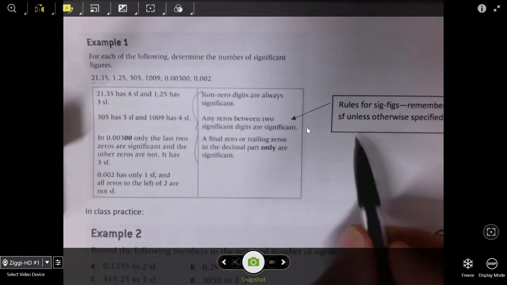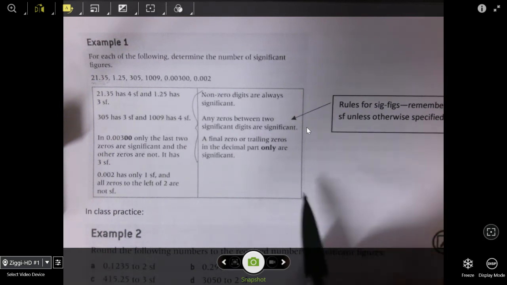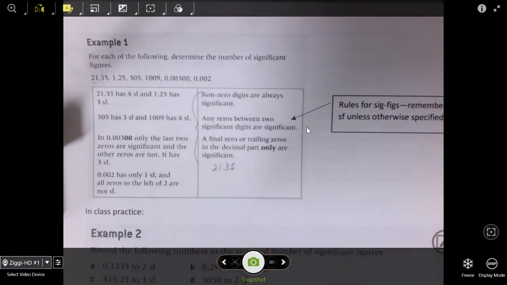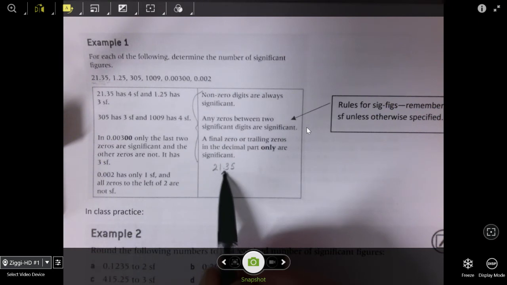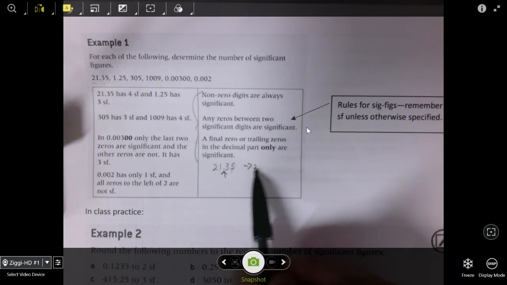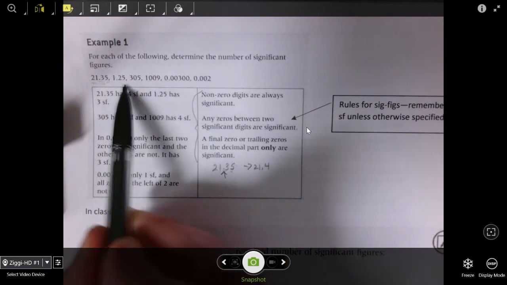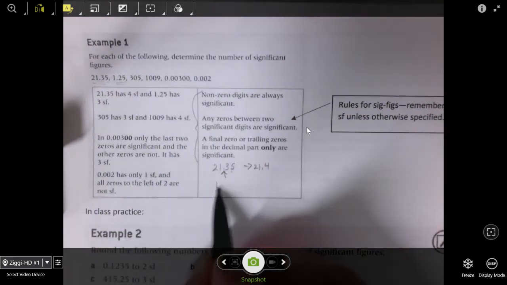And you notice on the side it says round to 3 sig figs unless otherwise specified. That's an IB thing, okay? So I'm going to just go ahead and round that for you. So to round, I count 3 digits, and I look to the right of it. If it is a 5 or higher, I round up. So this would round to 21.4. Second number here has 3 sig figs. So if I rounded that, it would just be 1.25.